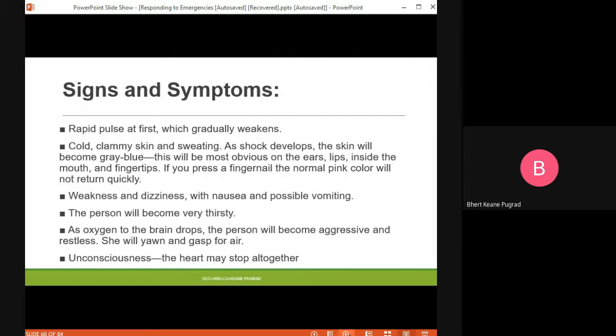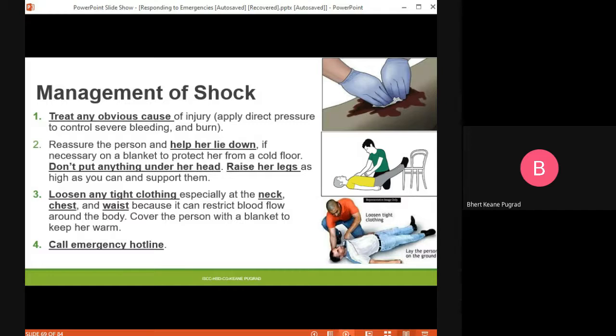So what are the signs and symptoms of shock? First, your rapid pulse that is very rapid and then gradually weakens over time, cold, clammy extremities. Meron ding cyanotic appearance or gray blue skin or lips, weakness, dizziness. The person may vomit. The person becomes thirsty. As the oxygen in the blood drops, the person becomes aggressive. Meron na siyang changes in the behavior or becomes restless and may be unconscious. Okay? If the person turns out to be unconscious, the heart of the patient might stop.